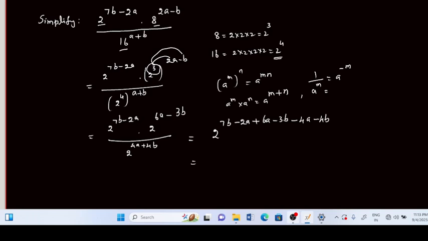So we add the same terms: 7b minus 3b is 4b, 4b minus 4b is 0. So we are getting 0b. Similarly, 6a minus 2a is 4a, 4a minus 4a is 0. So 0a. So both are power 0, it is nothing but 2 power 0, and 2 power 0 is 1.